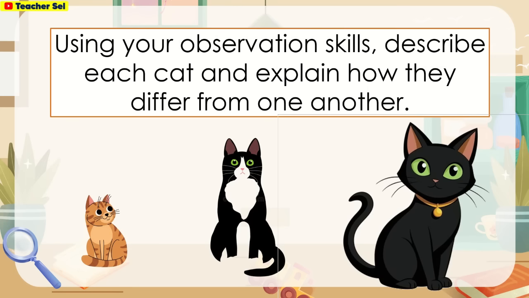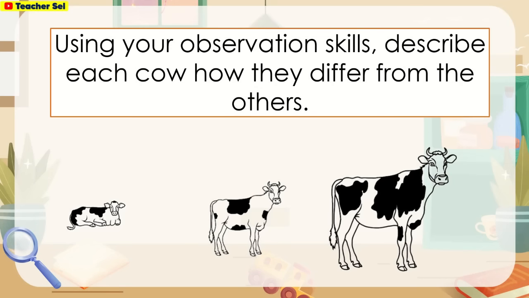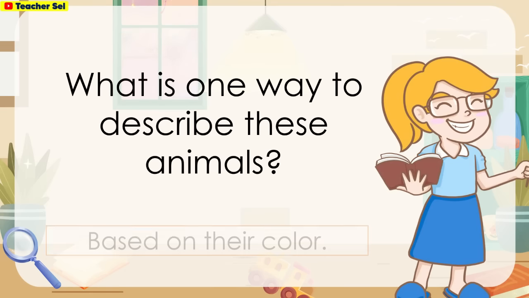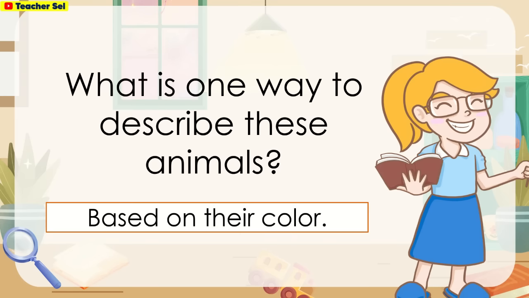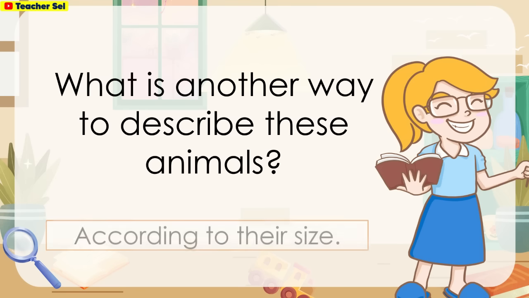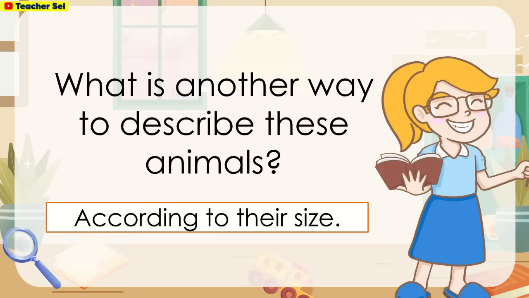For the next set of pictures, using your observation skills, describe each cat and explain how they differ from one another. Using your observation skills, describe each cow and how they differ from each other. What is one way to describe these animals? Based on their color. What is another way to describe these animals? According to their size.